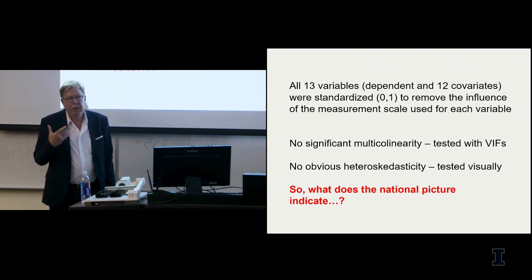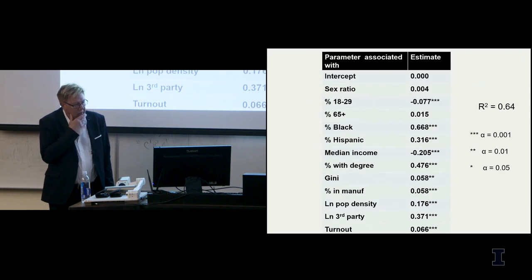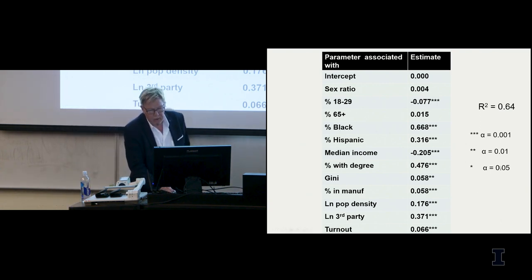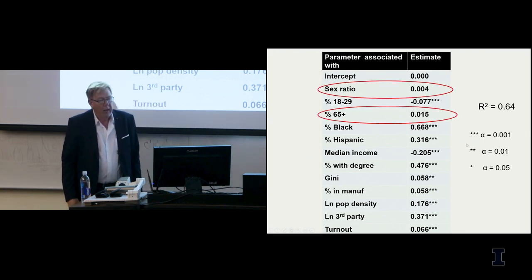So what does the national picture indicate? Okay, well, it looks like this. The R-squared is 0.64, and the significance levels are quite strict. One star is the 5% level, two stars is the 1% level, and three stars, alpha, is 0.001. So what do we have at the national level?